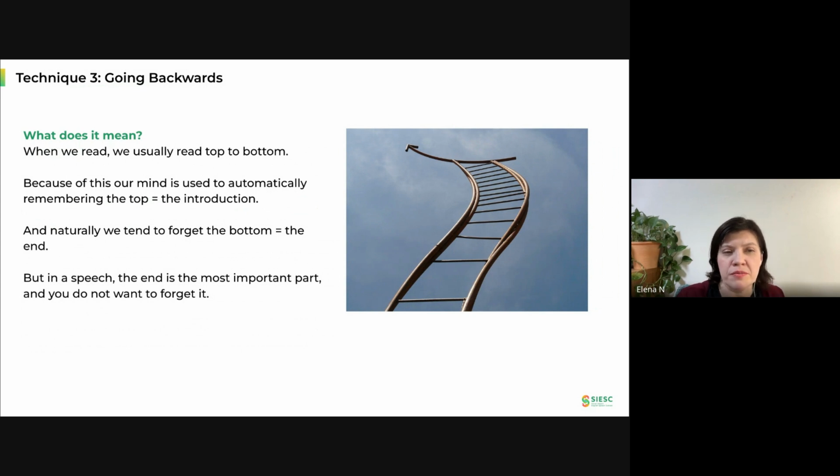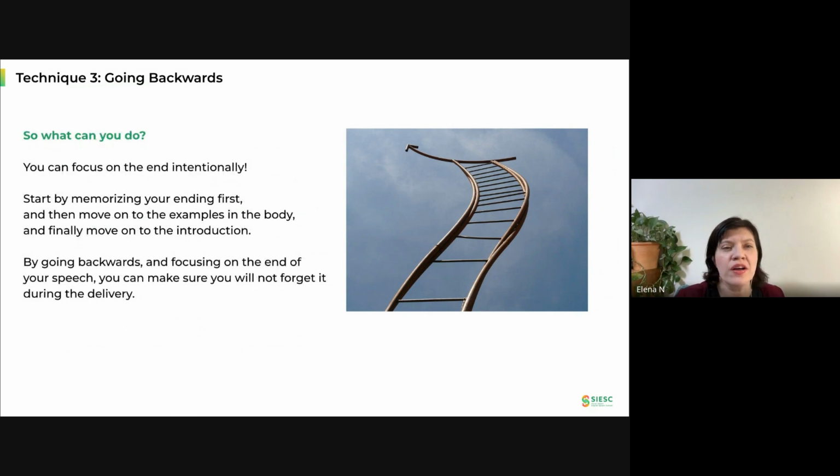it's one of the most important parts. You don't want to forget your ending, right? So you focus on the end intentionally. You make a very strong effort to remember your ending, your call for action, your final examples. So you start by memorizing your ending first and then move on to the middle part.